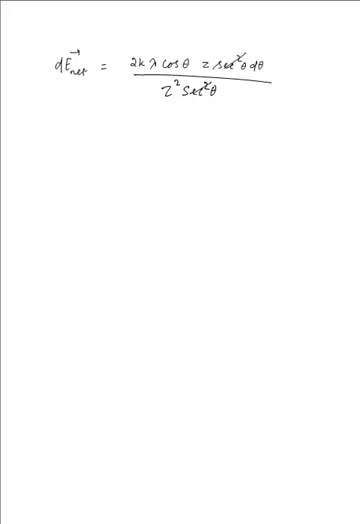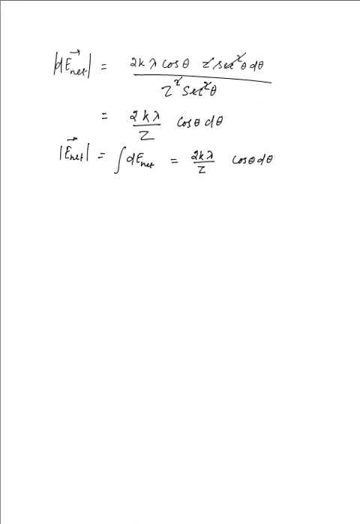The sec square thetas can get cancelled out, and one of the z's can cancel out as well. So what we have is the magnitude, of course, 2k lambda divided by z. All these are constants, cos theta d theta. Now the integration will obviously be over the angle. So the net electric field is simply the integration of the dE net, and that is equal to 2k lambda divided by z, cos theta d theta integrated.